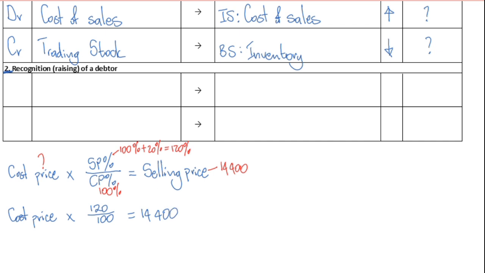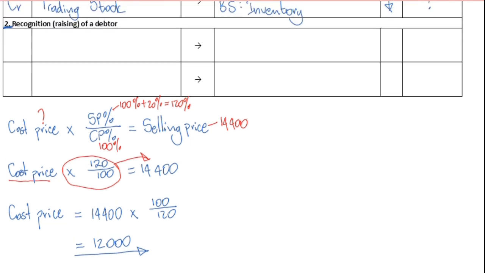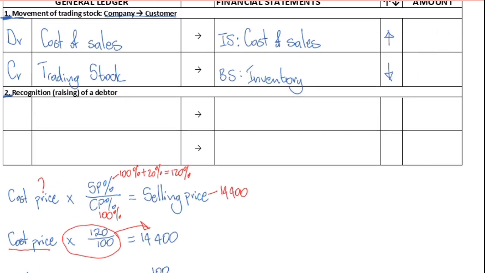To find our cost price, we need to make the cost price the subject of the formula by taking everything else to the other side of the equation. We end up with cost price equals to 14,400 multiplied by 100 divided by 120. This then gives us a cost price of 12,000. So that is the value of the stock which the company transferred from the trading stock account to the cost of sales account when the sale occurred.